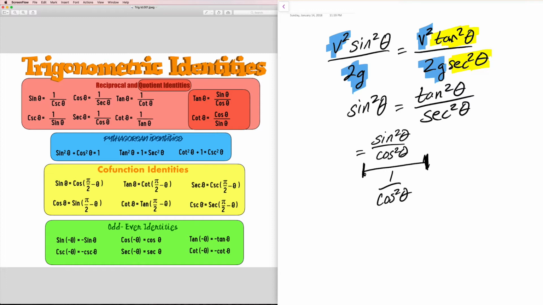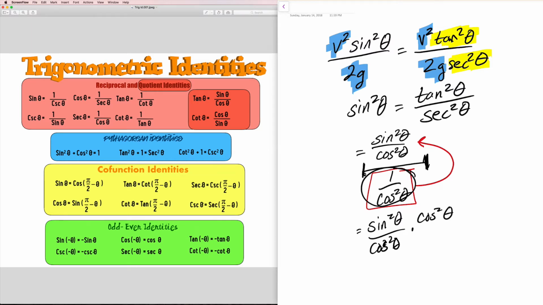And what I would like to do is bring my denominator up to my numerator. And so to do that, I'm going to multiply by the reciprocal of 1 over cosine squared theta, which is cosine squared theta over 1. I'm just going to flip it. And so this is what that's going to look like. I'm going to end up with sine squared theta over cosine squared theta multiplied by, and again, the reciprocal of this, cosine squared theta over 1. And right off the bat, I can tell here that I can cancel these out, and I'm left with sine squared theta over 1, which is just sine squared theta.